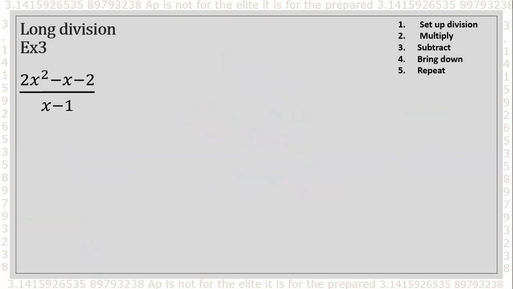Okay. Next one, I want you to give this one a try. And this one will have a remainder, and it's perfectly fine because we're going to see what happens when that is the case. So I got x minus 1. I got 2x squared minus x minus 2. And I'm going to go ahead and do my division the best way I can, right? So I have x right here, and I have 2x. Okay. So I got x. I got 2x. So I'm pretty sure I'm going to need a 2 and an x.